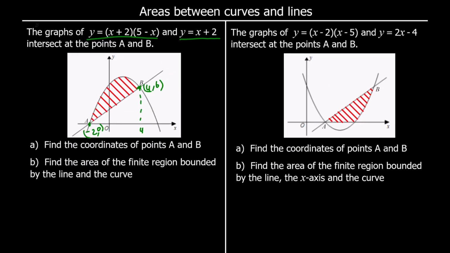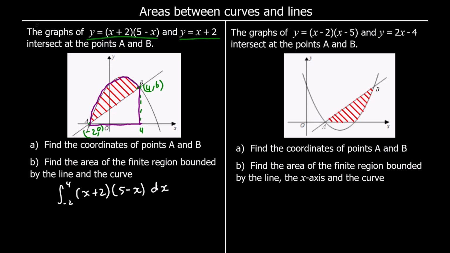Now we need to find the area of the finite region bounded by the line and the curve. So this red section here, if we integrate between 4 and negative 2, our quadratic, so our x plus 2 times 5 minus x with respect to x, if we did that, we would get this total area here. So the whole area between the x-axis and the quadratic. We only want the red part though.